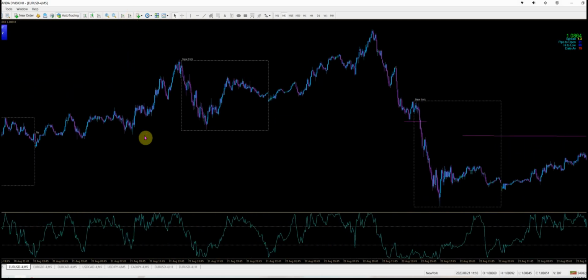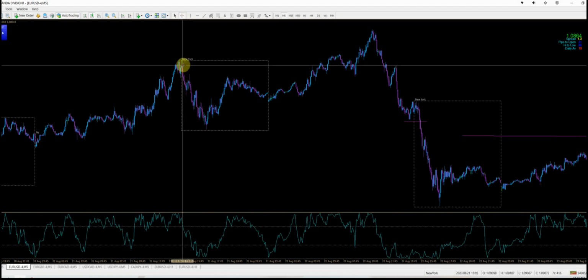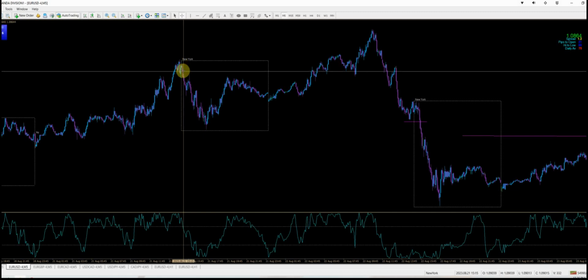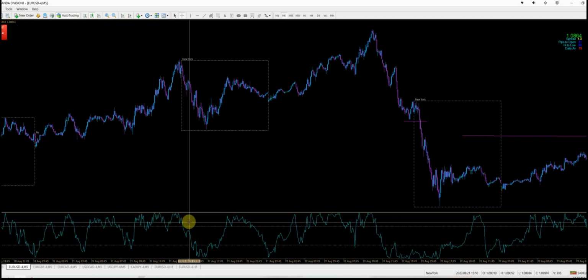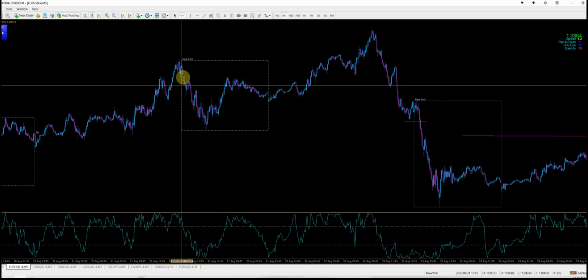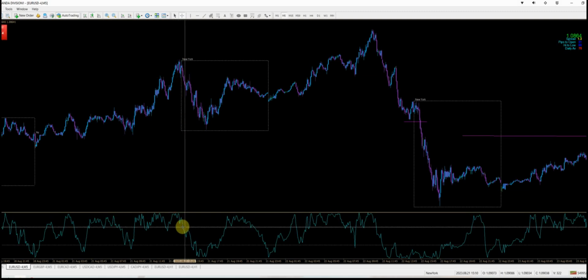Let's just scroll back since we're staying on the euro for now. Let's see, we go back to Monday. There was a good signal here coming into New York. We were in the overbought zone. Okay, we had price start to move down, came out of this zone.